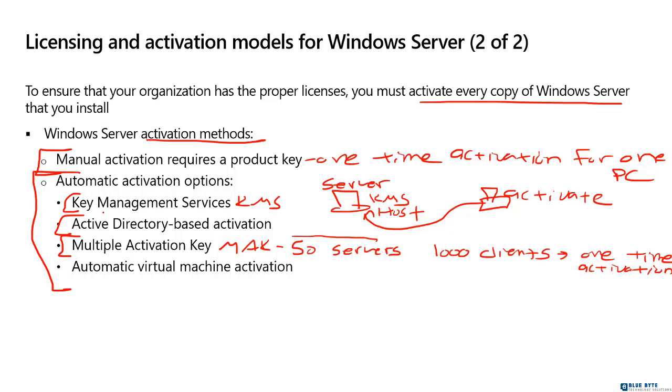Now, very different from that is this AVMA, Automatic Virtual Machine Activation. This is just a setting I can define on my Hyper-V host, a virtualization host. So virtual machines, anytime you build a VM, it just automatically activates the virtual machine, so I don't have to go through a manual activation. But those would be our options for the automatic activation. KMS, Active Directory based, MAK, the multiple activation key, and unique to virtual machines, the automatic VM activation.